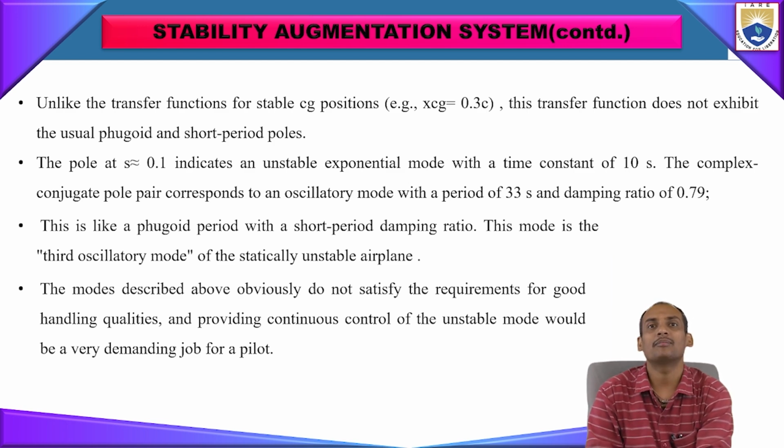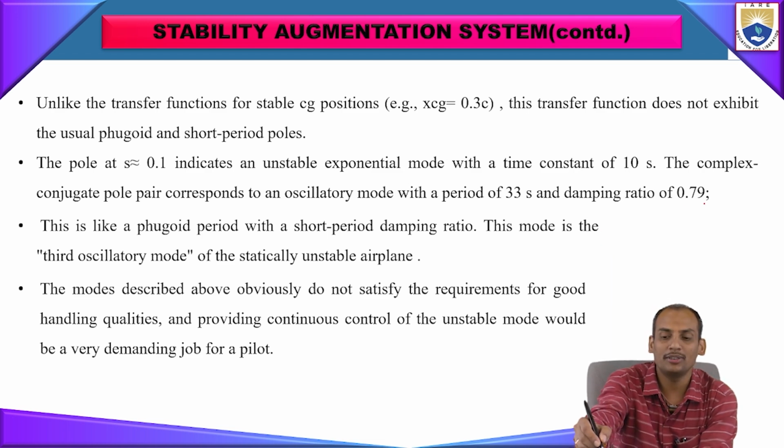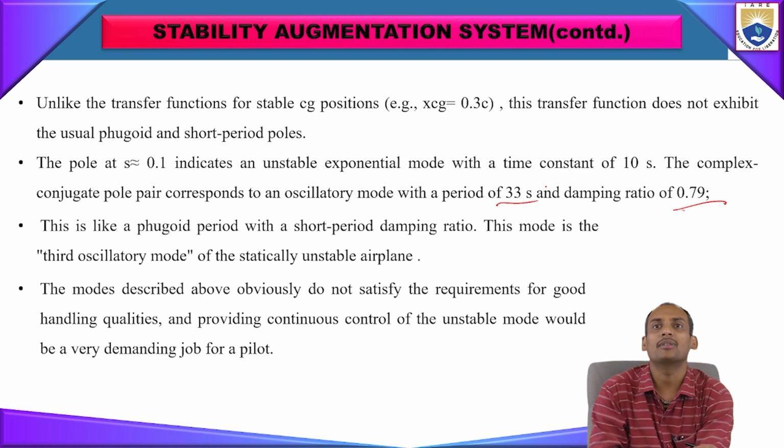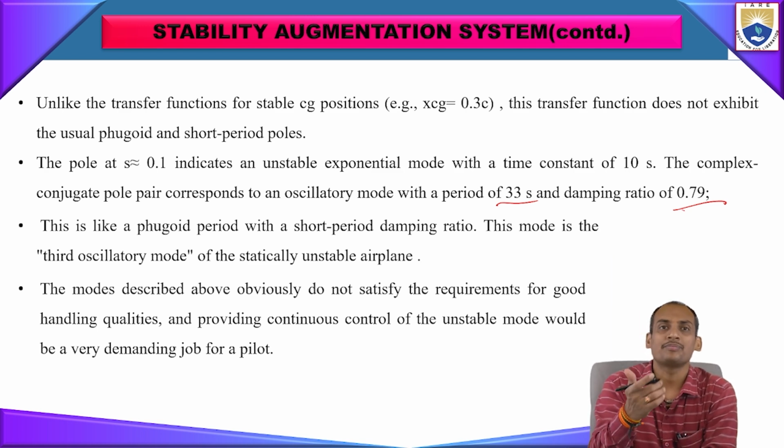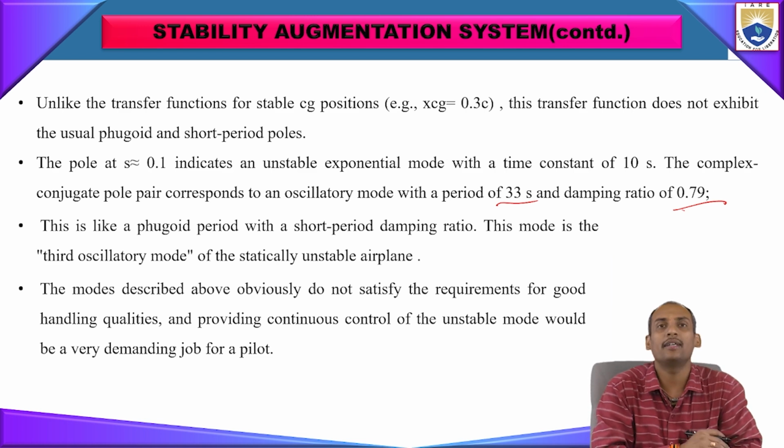So this is like a phugoid mode with a short period damping ratio. The damping ratio we are getting is 0.79, and this oscillatory mode is 33 seconds. This combination we can write as a phugoid mode with a short period damping ratio. This mode is the third oscillatory mode of the statically unstable airplane. This is like a third oscillatory motion.